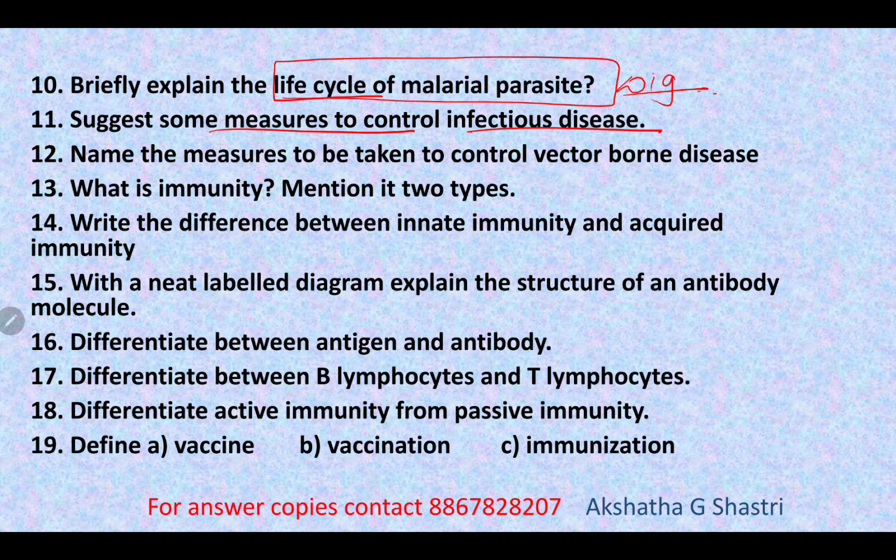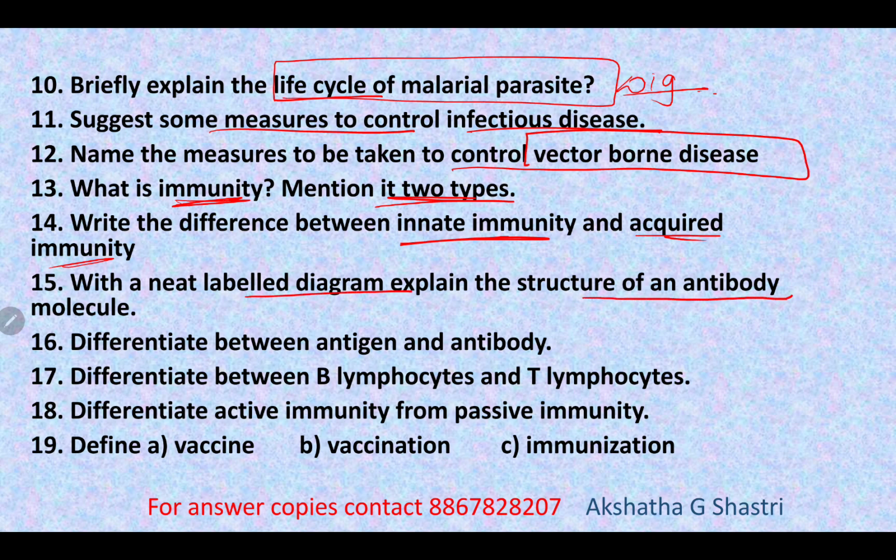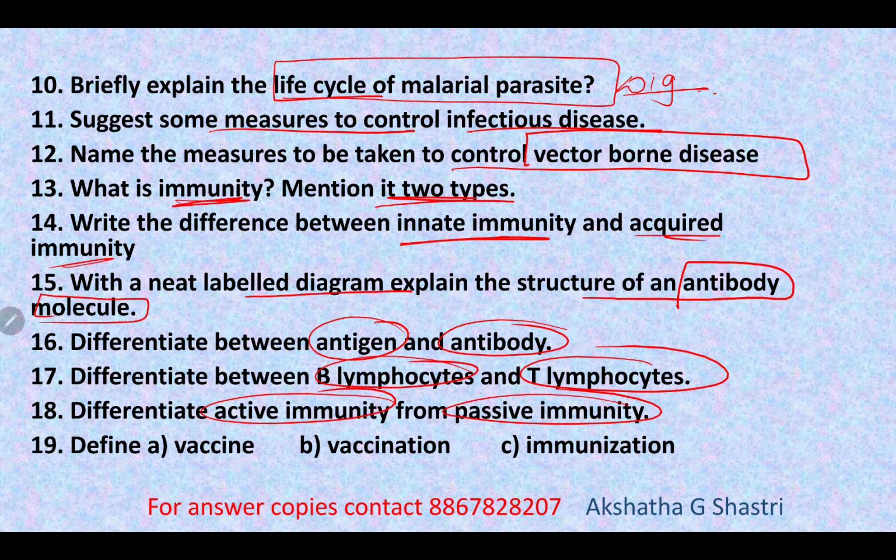Name the measures to be taken to control vector-borne disease. What is immunity? Mention its two types. Write the difference between innate immunity, acquired immunity. With a neat labelled diagram, explain the structure of an antibody molecule. Differentiate between antigen, antibody, B lymphocyte, T lymphocyte, active immunity, passive immunity. And define the terms vaccine, vaccination and immunization.